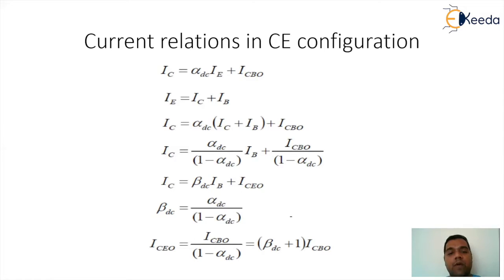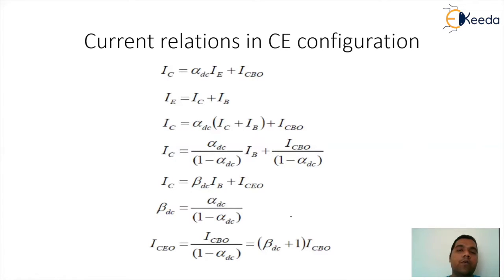When I try to get the current relation for common emitter configuration, it has output current IC and input current IB. When I relate IC with IB, the factor is going to be beta. That is defined as the DC current gain of common emitter configuration, just like we had alpha as the DC current gain of common base configuration.